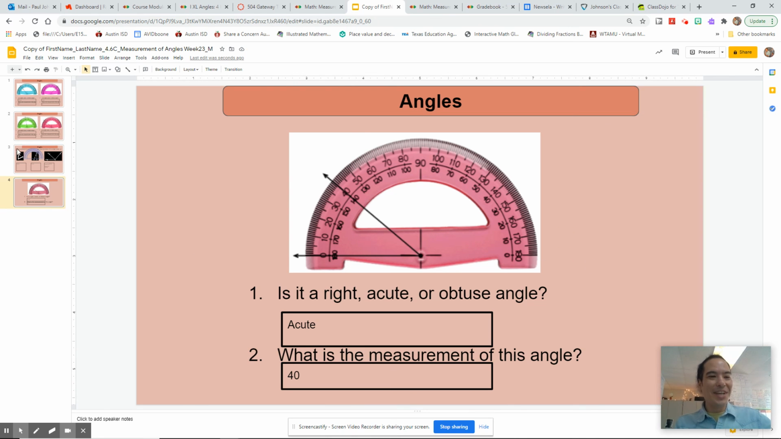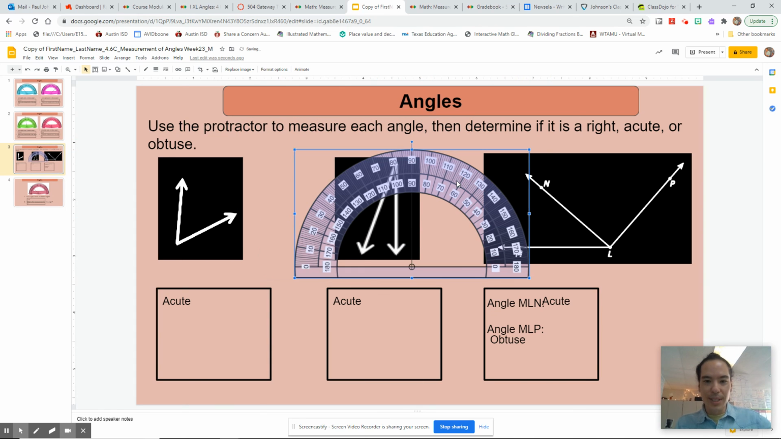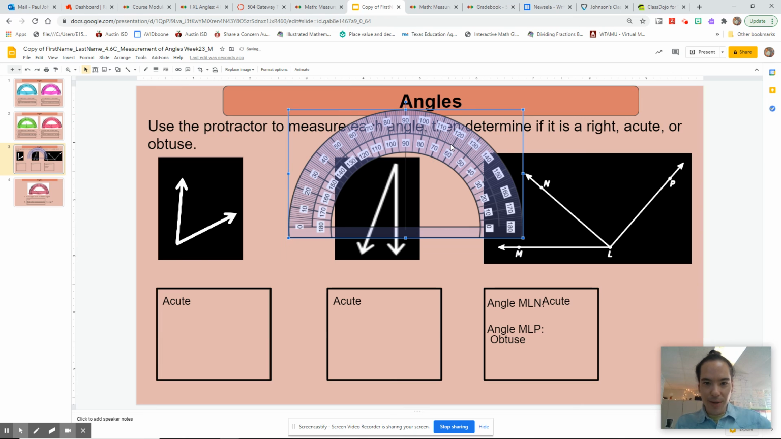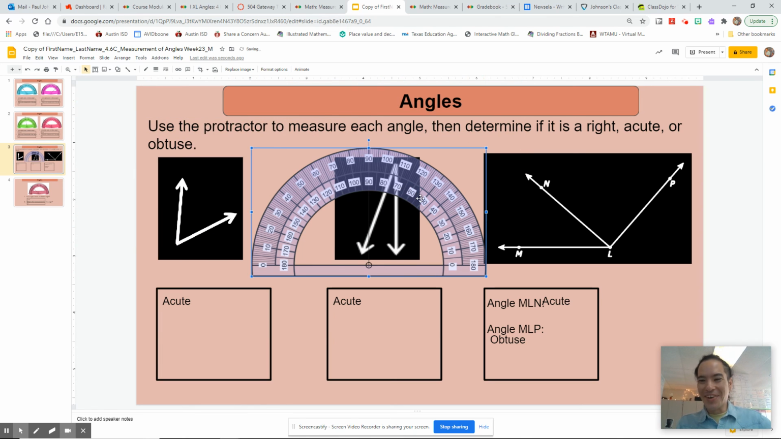All right, so I will talk to Ms. Thompson and see if she is more intelligent than I am. She is. And maybe she can show me how to use this protractor because I don't. And if y'all are at home like, oh, I know how to use a protractor, teach me your ways.